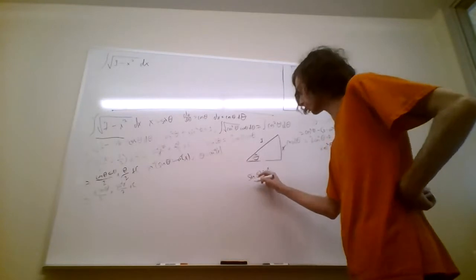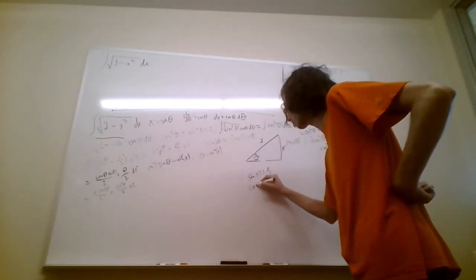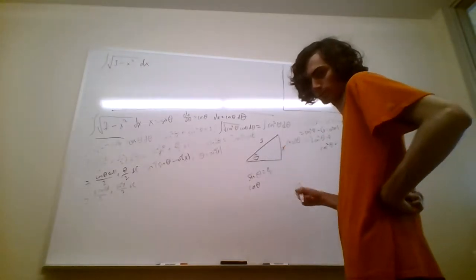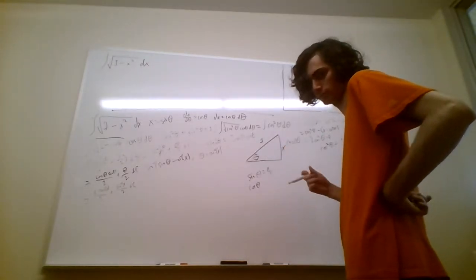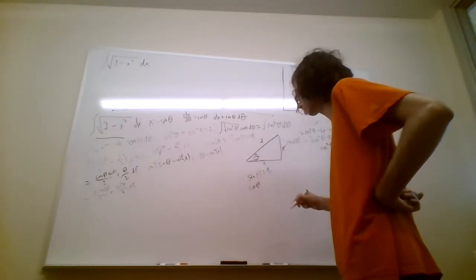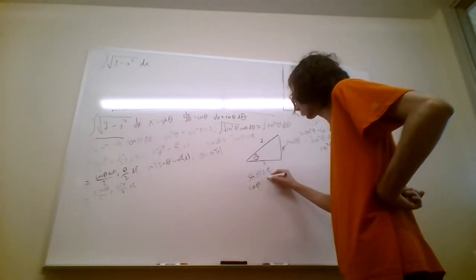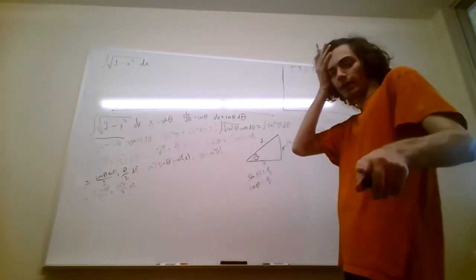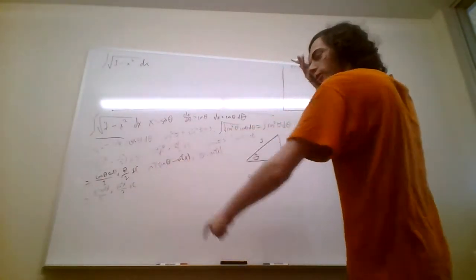And what we want is cosine theta, which is equal to the adjacent side divided by 1. But we don't know what it is, so I'll put an a here. Cosine theta is equal to a divided by 1. So we have to figure out what a is, so we can put it back in that cosine theta.